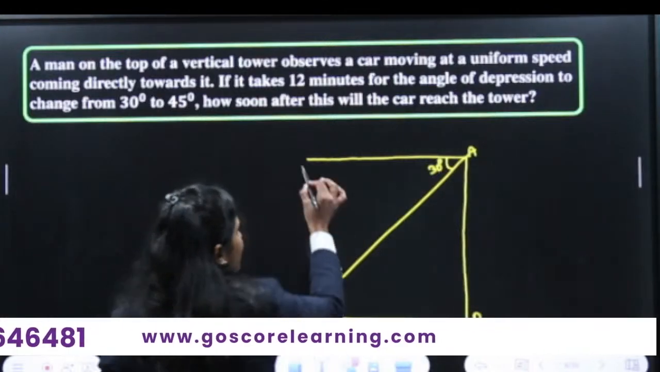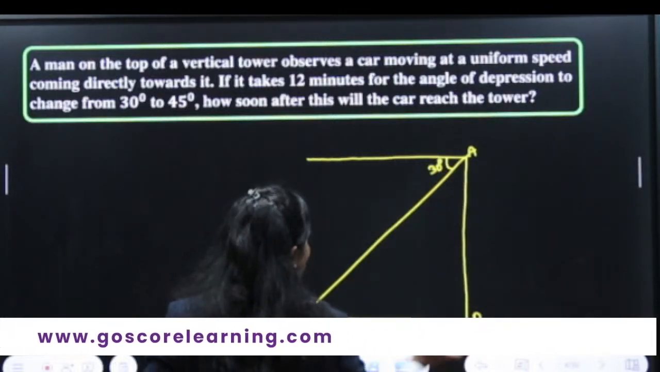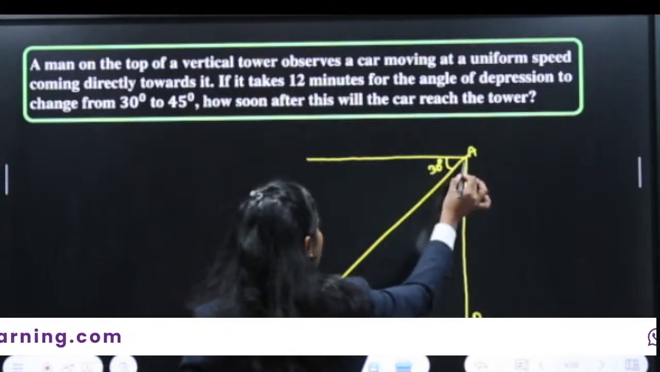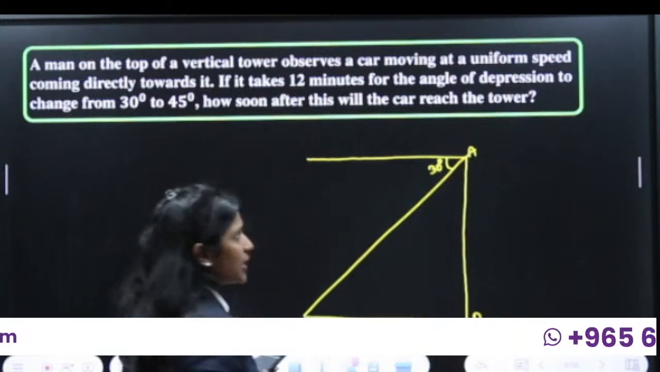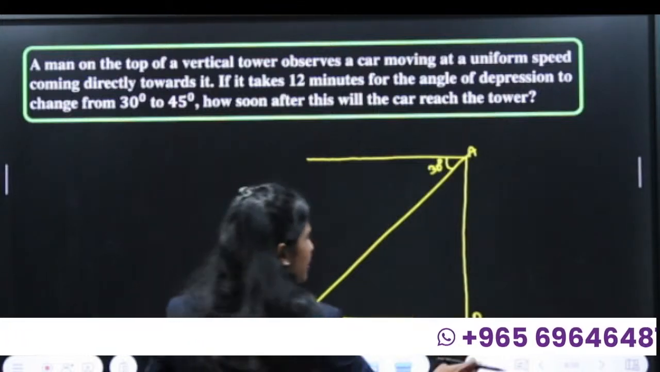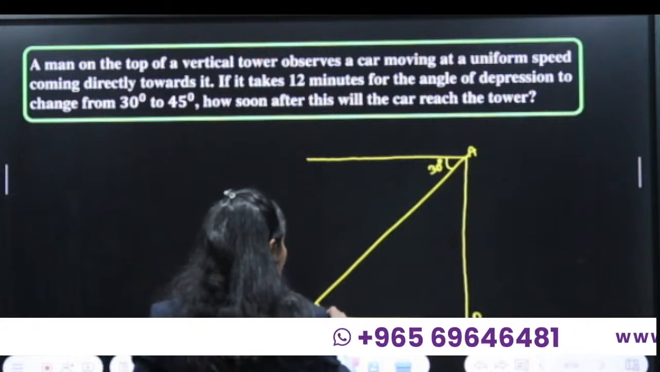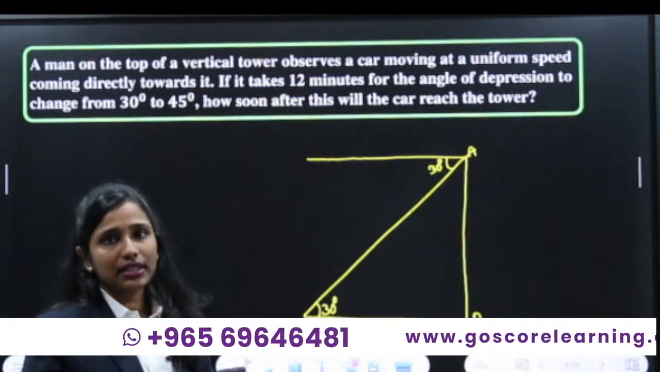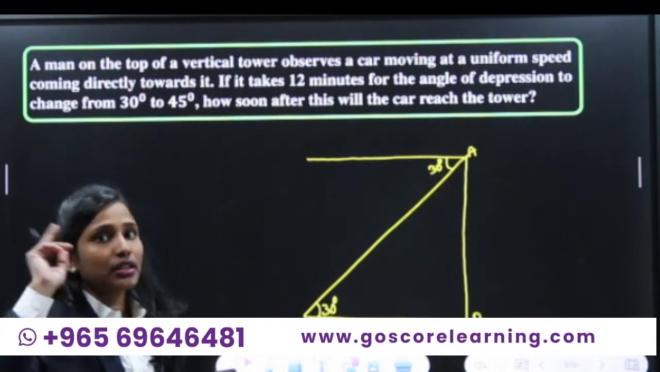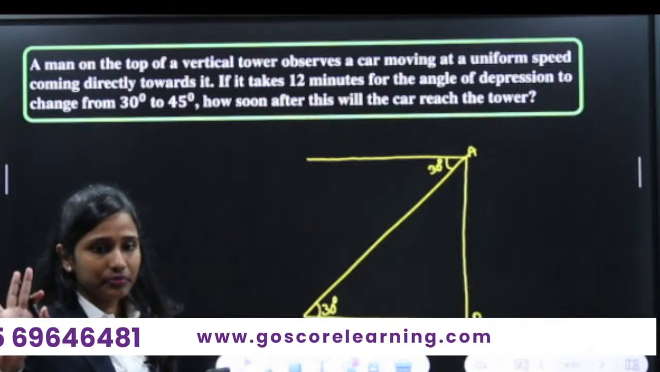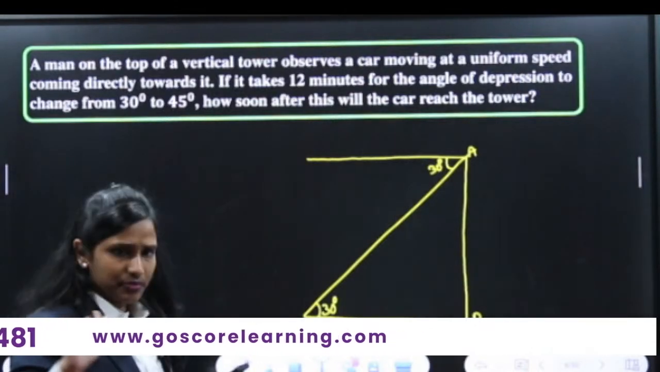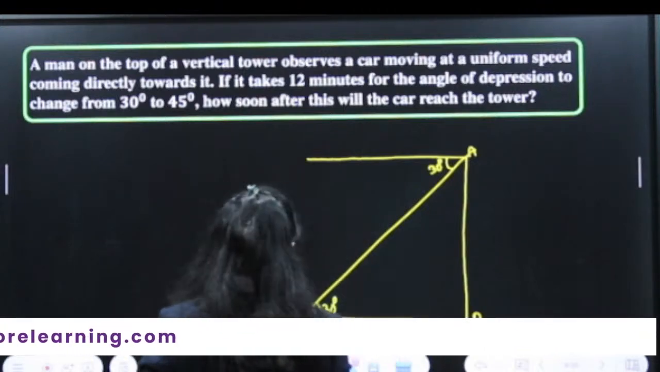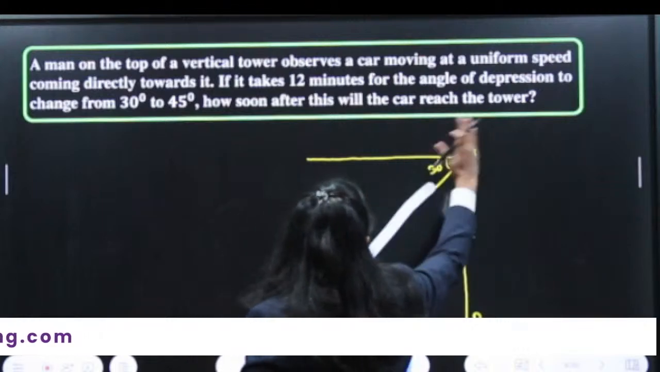This is a horizontal line, so this BC and this horizontal line are parallel, right? Then we can consider the alternate interior angles, and this angle also will become 30. You have to remember that. Whenever you are considering angle of depression, you need to think about alternate interior angles. I think you can see this, so I am going to draw this again.